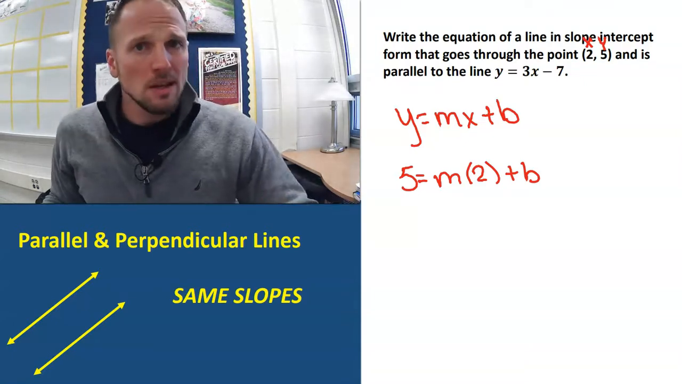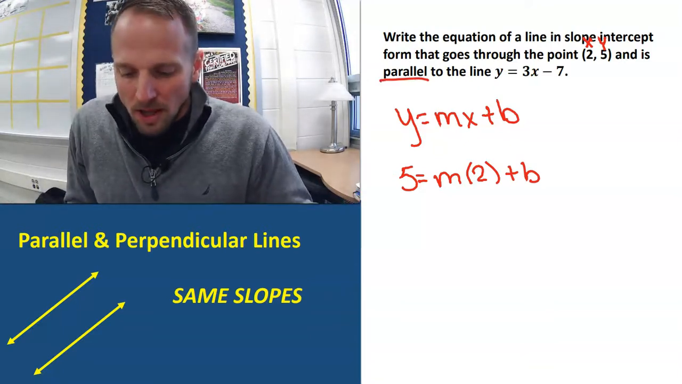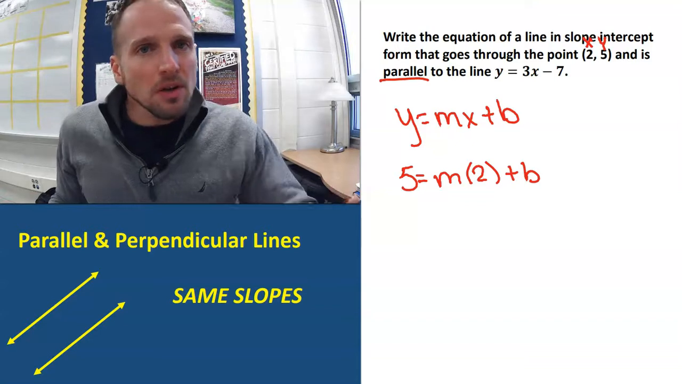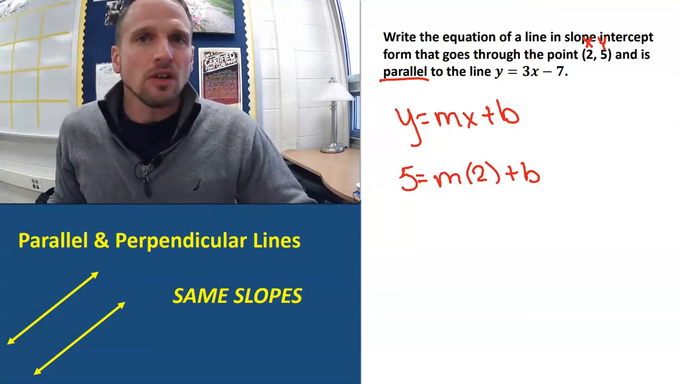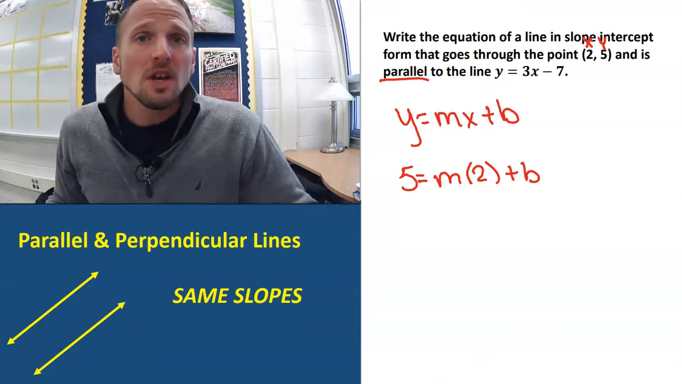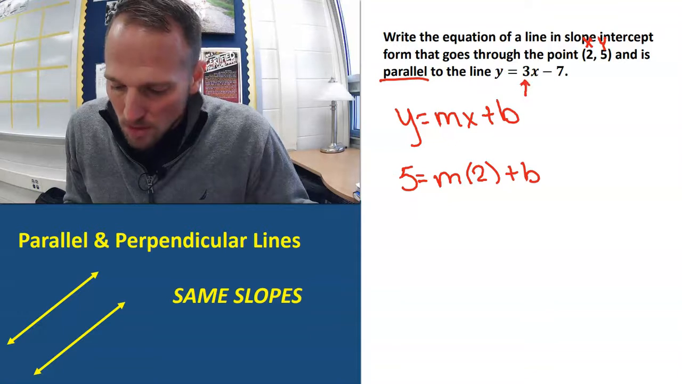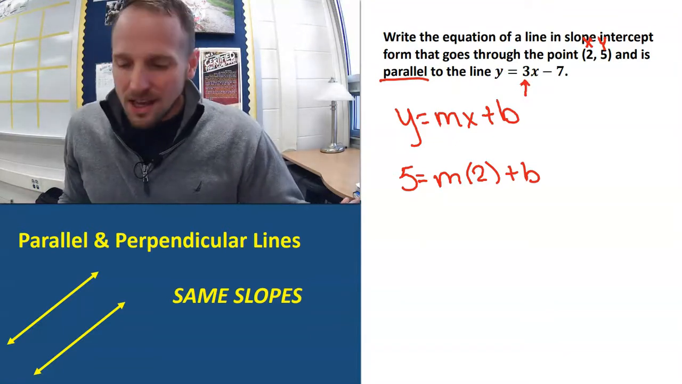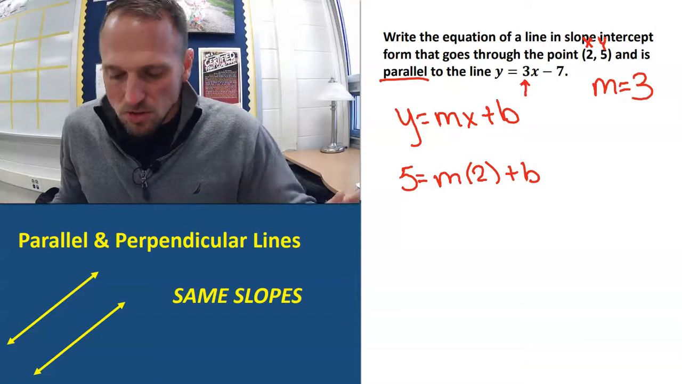Or do we know the slope? Because we had some more information up here. It says that it's parallel to this line, and parallel lines have the same slope. So let's look at that equation and ask ourselves, what is the slope of that equation? Well, remember, slope is the number in front of x. So in this equation, the slope is 3. So I'm going to write this over to the side just so we remember that the slope is 3.